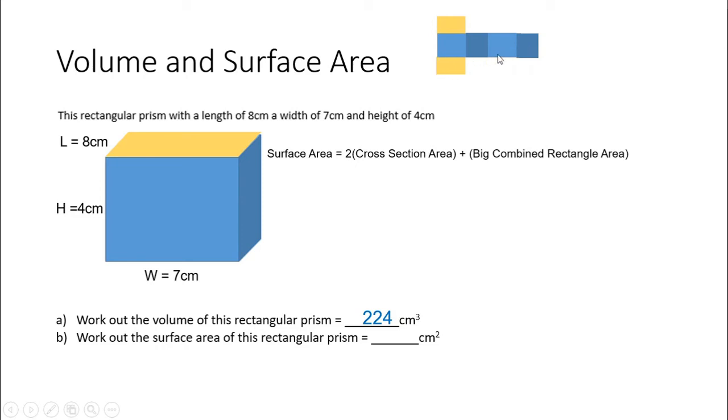So the big combined rectangular area is all 4 of these together. And to find the area of that one big rectangle, we need to know what this whole length is, which is made up of 4 different parts. But those 4 parts correspond to the 4 sides of the cross-sectional face.